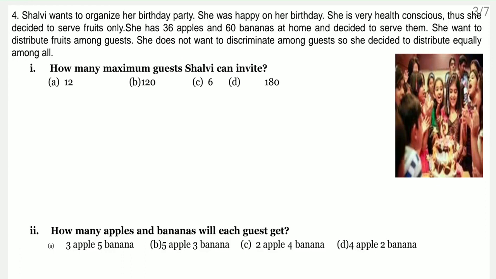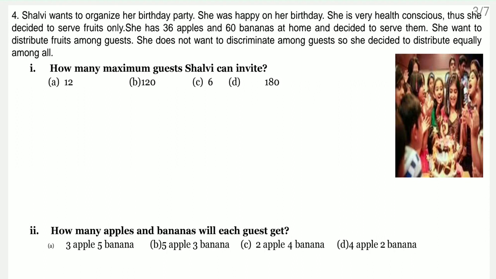She was happy on her birthday. She is very health conscious. Thus, she decided to serve fruits only. She has 36 apples and 60 bananas at home and decided to serve them. She wants to distribute fruits among guests. She does not want to discriminate among guests, so she decided to distribute equally among all.